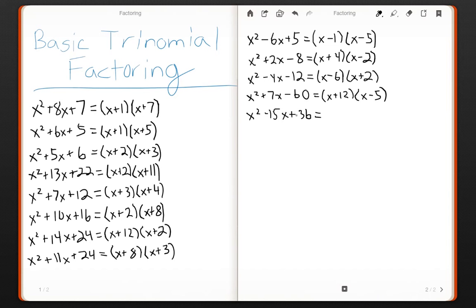Or you could just look at it as what two factors of 36, meaning two numbers that multiply to 36, add to 15. That would be 12 and 3. But since we need to add to -15, both 12 and 3 are going to be negative. And because a negative times negative equals positive, we're still going to end up with positive 36 when we multiply.